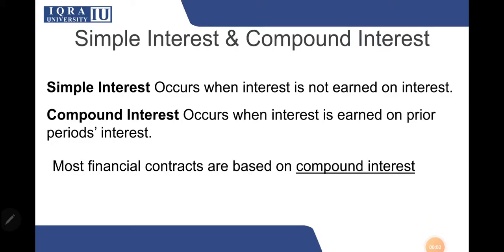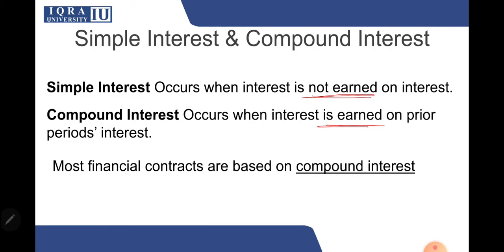Now we will discuss what is simple and compound interest. So simple interest occurs when interest is not earned on interest. So interest over here is just on the principal amount, whereas compound interest occurs when interest is earned on prior period's interest. So over here you do get interest on interest.